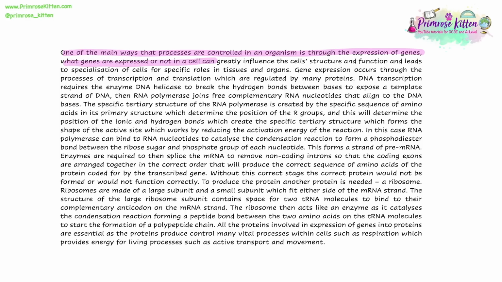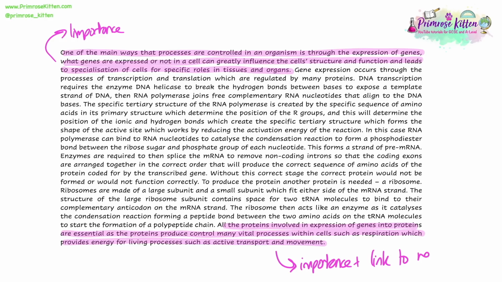Okay, so we've got double bookended importance again. We've got importance at the start, talking about how the expression of genes is really important because it creates specialization in cells, it greatly affects cell structure and function. And then importance at the end, again, talking about why essential proteins control many vital processes in cells, which is a link to the question again as well, because it's talking about the importance of proteins and processes. And then it also links to respiration, which is going to be my next paragraph.